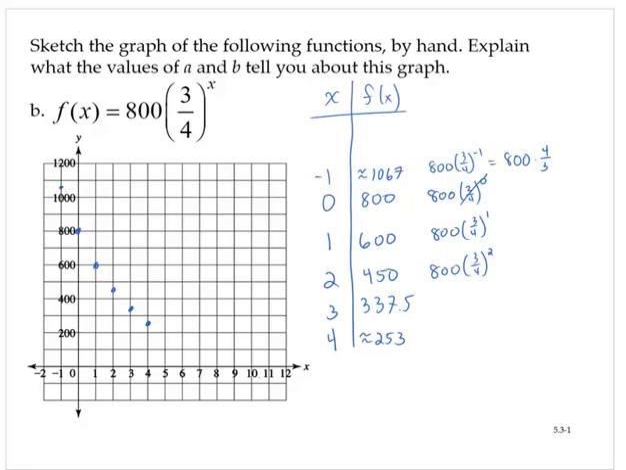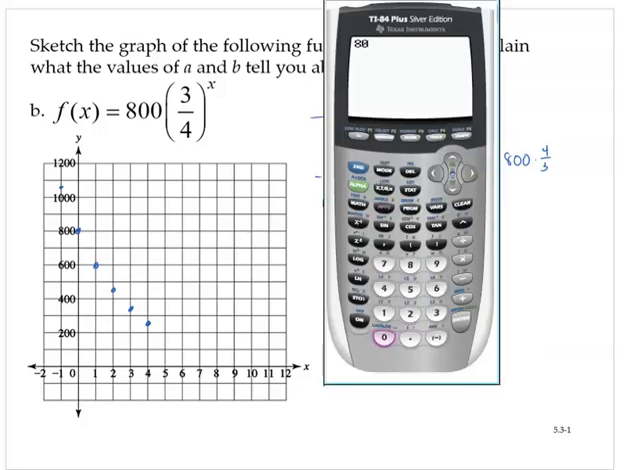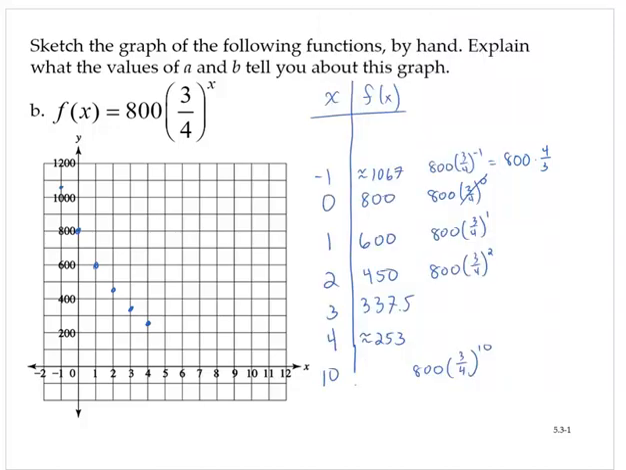Let's get another point that's a little bit further out. How about if x was 10? I'll use a calculator here. If x was 10, then we would have 800 times 3/4 to the 10th power. So bringing up the calculator, 800 times 3/4 to the 10th power is about 45. So 10, we're all the way down here.